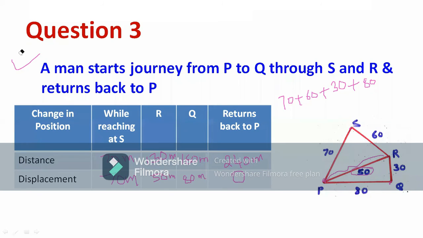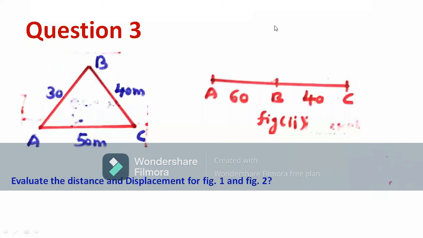These kind of questions will be definitely asked in your examination. In case any clarification, you can mail me. I can help you out. Okay, this is very simple. Identify the difference between distance and displacement. Once again, you can watch my previous video so that concept will be very much clear. So let us move to another example.